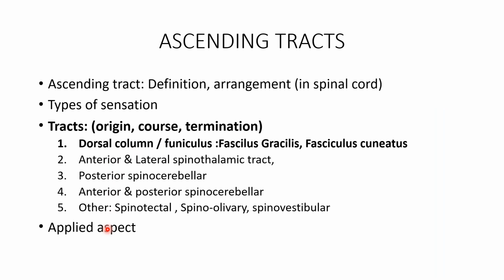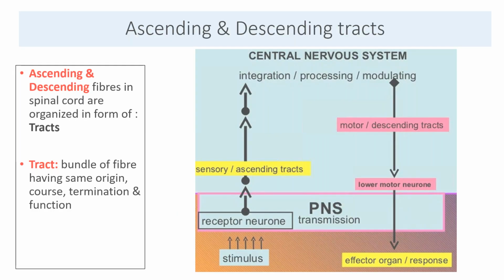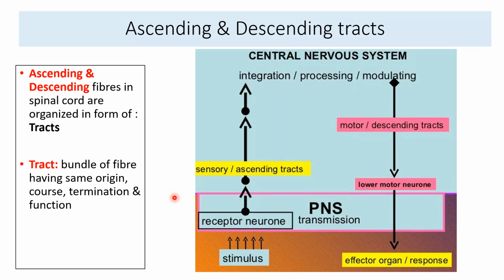So these are the tracts, out of which the first 3 tracts will be done in detail, and the rest of the tracts you should be knowing. So beginning with the tracts first. What do you mean by tracts? So these ascending and descending fibers which are running in the spinal cord, they all organize to form the tracts.